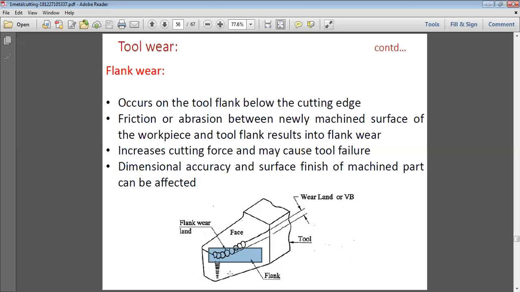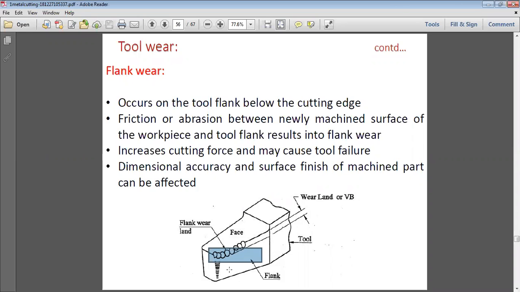Normally, when the tool advances, this flank side will be touching the workpiece, other than the cutting edge. The cutting edge is at a point contact in this case, but the maximum contact is with the flank. So there will be friction when it is in contact with the workpiece at the high temperature zone, and abrasion between the newly machined surface of the workpiece and the tool flank results in flank wear.